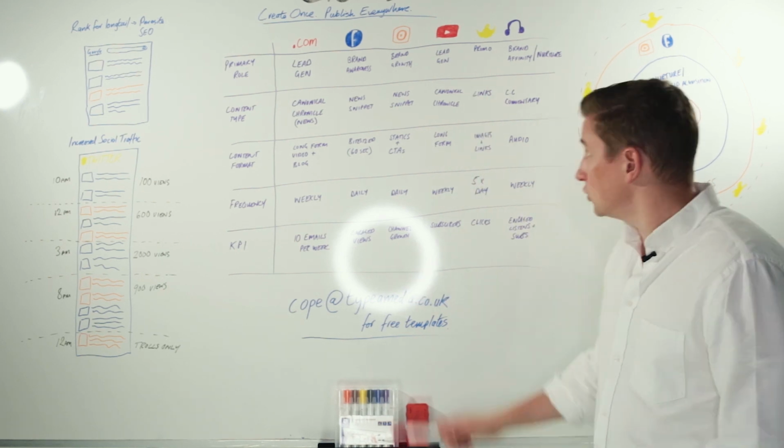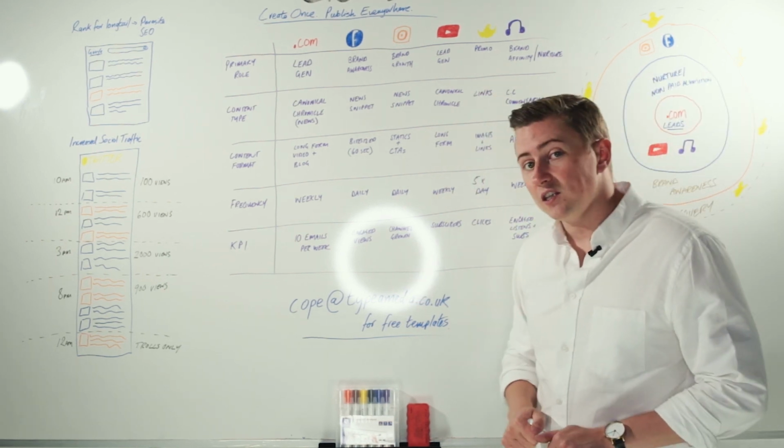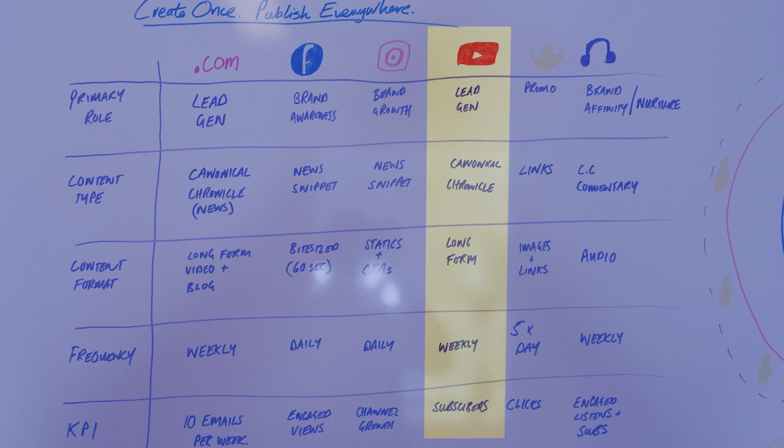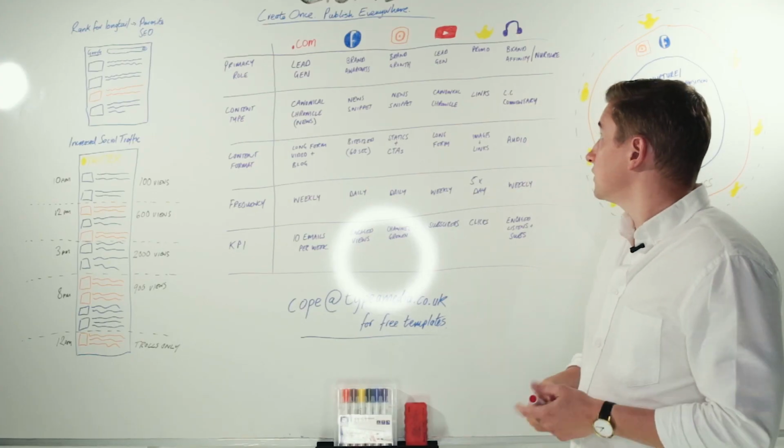Next is a biggie, it's our YouTube. We care about lead generation there. I want you to subscribe to my YouTube channel. This is for the Canonical Chronicle. Again, it's long form and weekly, and I care about subscribers. You're starting to see where all this stuff's starting to develop.